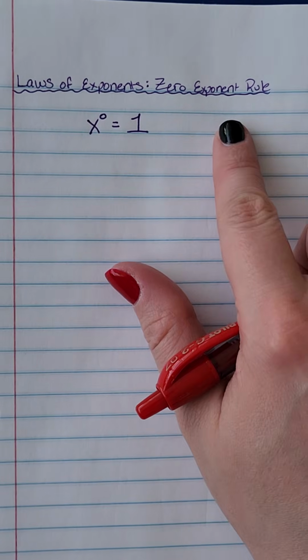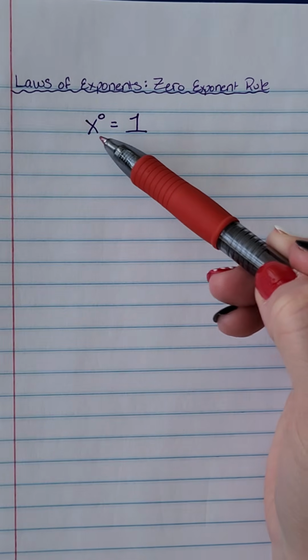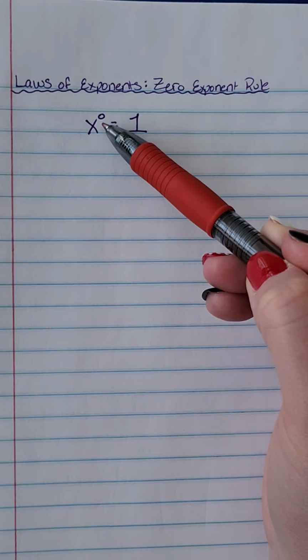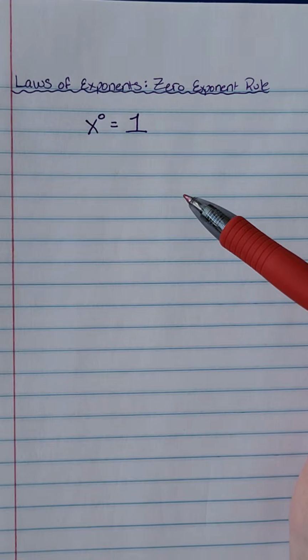So the zero exponent rule, my students really like it because stuff just goes away. What we know is if you have any variable raised to the power of 0, the variable completely goes away and you are left with a 1.